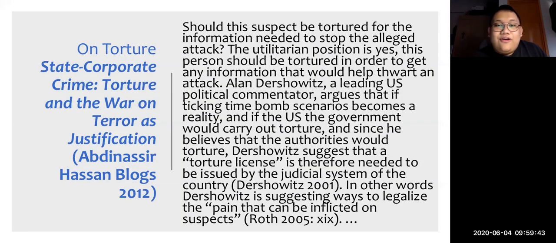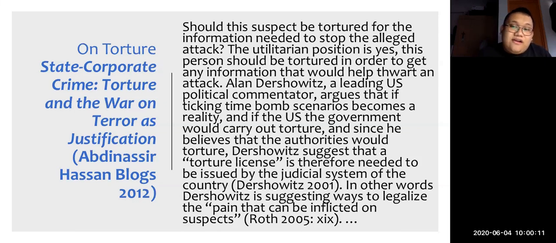Now, this is a very good commentary and a bizarre one, no? A very crazy one. So sabi dito, should you torture a person in order to gather information for an alleged attack? The utilitarian position is yes, this person should be tortured in order to get any information that would help thwart an attack or stop an attack.